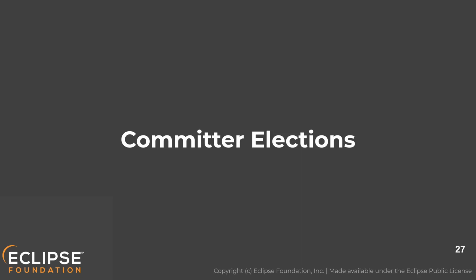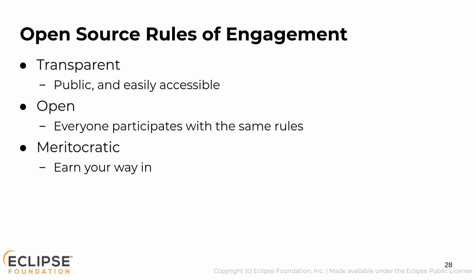Like every process that we have at the Eclipse Foundation, the committer election process has been defined and tools have been created to support important underlying principles. The rules of engagement are foundational principles that underpin how we believe that open source should be done. Eclipse projects must be transparent. To operate in a transparent manner, Eclipse project teams need to ensure that the community has the ability to understand what the project team is doing.